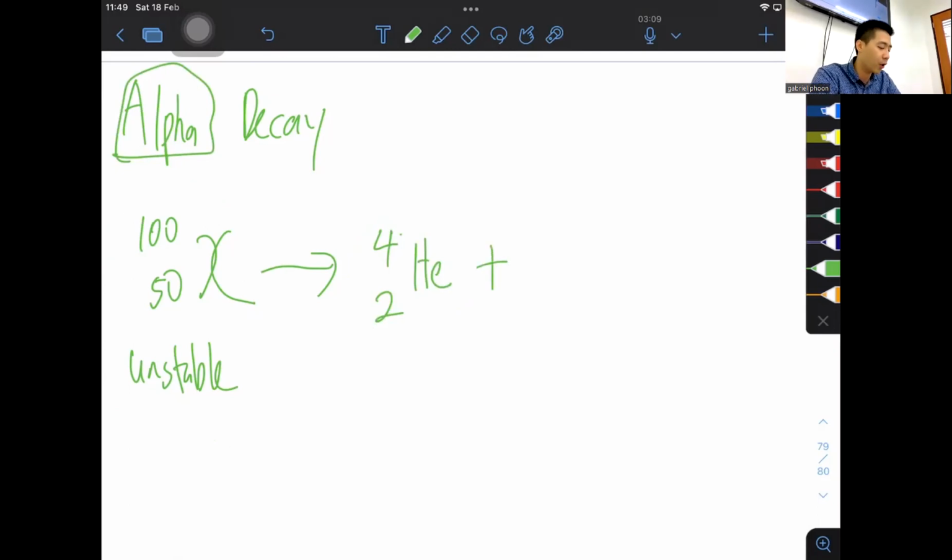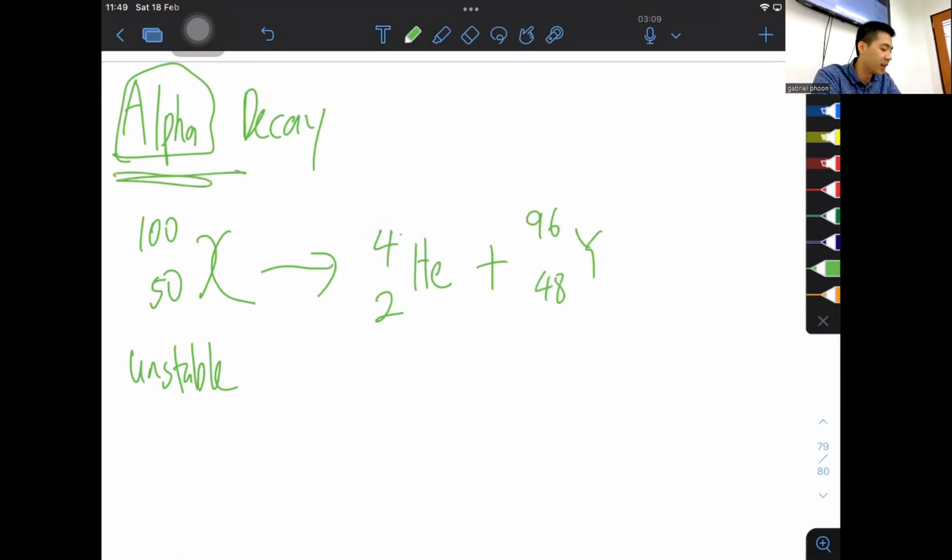So what will it be? I don't know what element it will be. Let's say it becomes random element Y. But the numbers are definite, guys. The numbers are definite in the sense that it's literally mathematics. You have to balance them off. I think you guys learned a little bit like this in chemistry. Very simple, very straightforward. Make sure you do not lose marks in this.